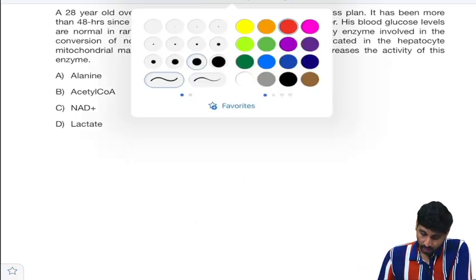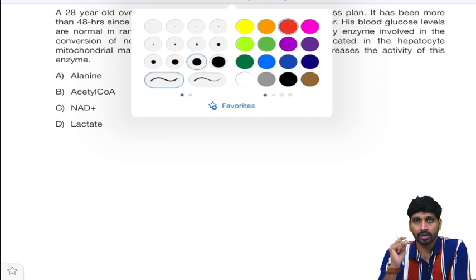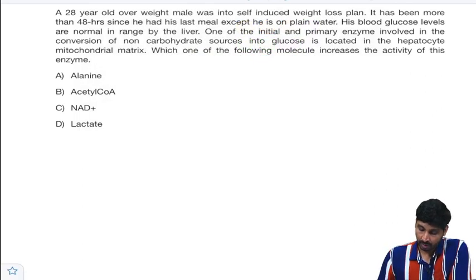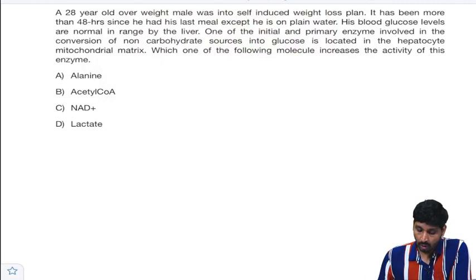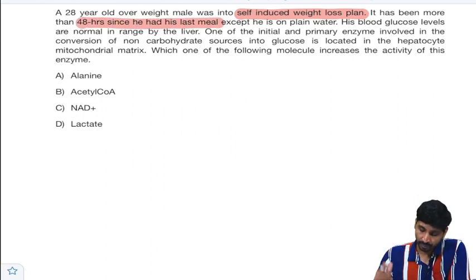Let's have a look at the case appearing on the screen. So here, look for the key terms, key words. I will be reading the question, just be with me. A 20-year-old overweight male, you see here, overweight male, was into a self-induced weight loss plan, and it has been more than 45 hours since he had his last meal. 45 hours since he had his last meal. These are the two things you have to keep in mind. Except he is on plain water.